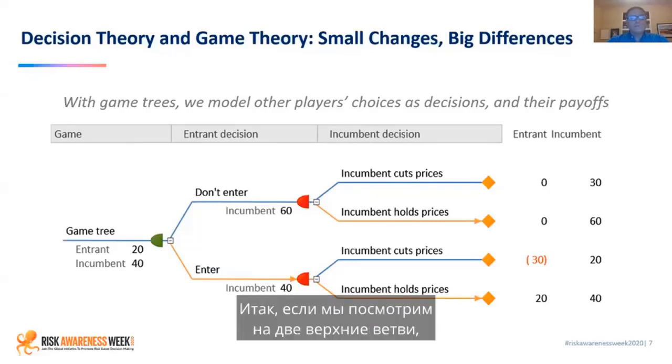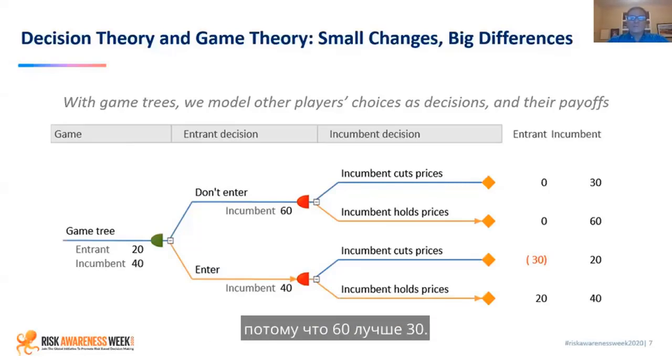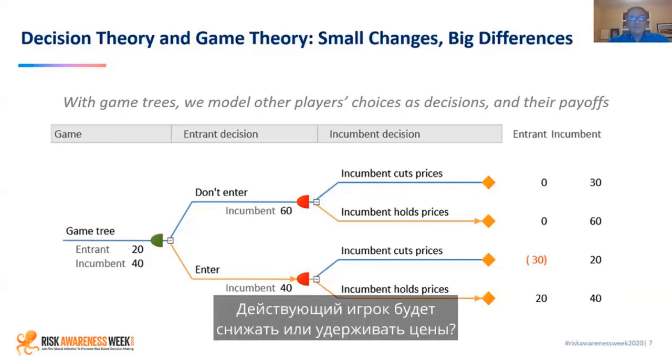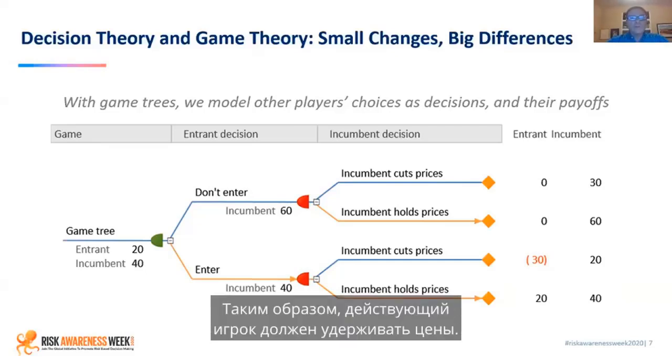And you'll see on the right are the incumbent's payoffs for different outcomes. So if we look at the top two branches, we see that the incumbent should hold prices because 60 is better than 30. So that confirms the intuition that we had in the prior decision tree. Now, what about on the bottom? Would the incumbent cut or hold prices? Well, here we see that the incumbent would get 40 from holding prices and 20 from cutting prices. So the incumbent should hold their prices.